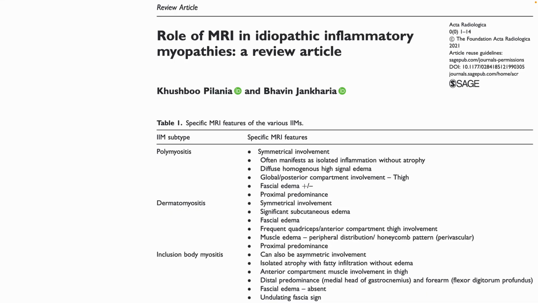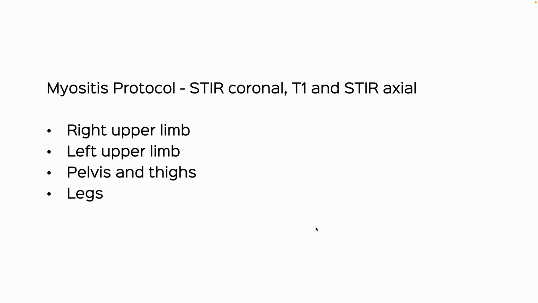And I remembered in 21 we had this paper published. Khushbu did all the work, and we had talked about the different manifestations and the different idiopathic myositis groups. And in dermatomyositis, these are the various findings. Symmetric, you get subacute edema, facial edema, honeycomb pattern, etc. So it varies, it depends upon the phase of the disease when you would see this.